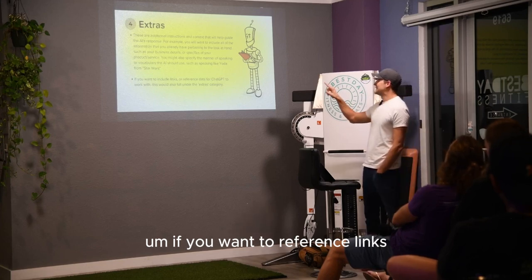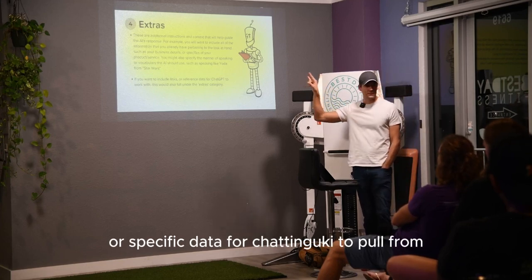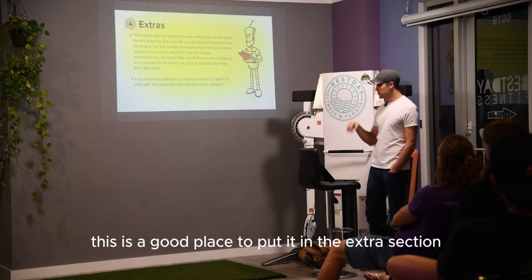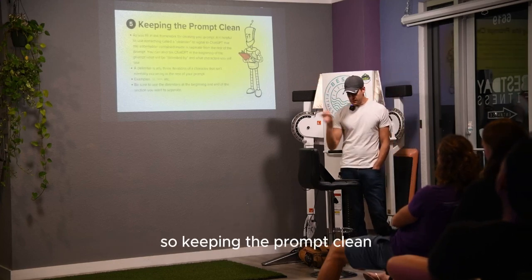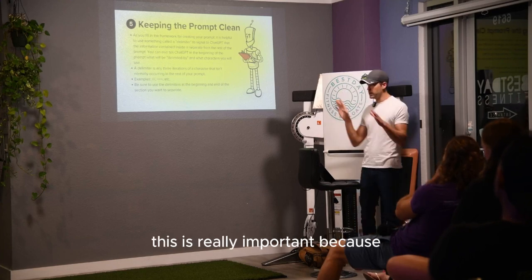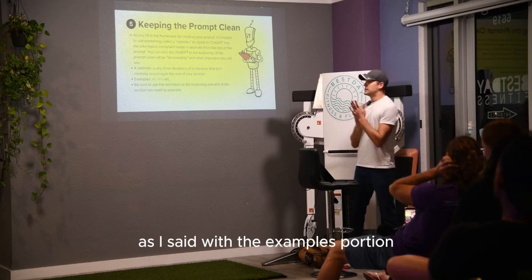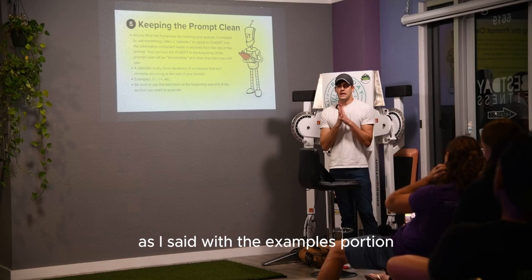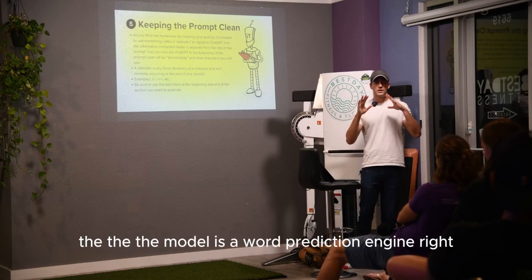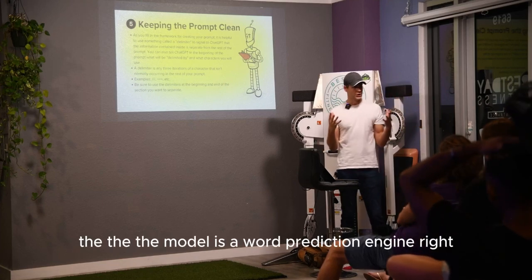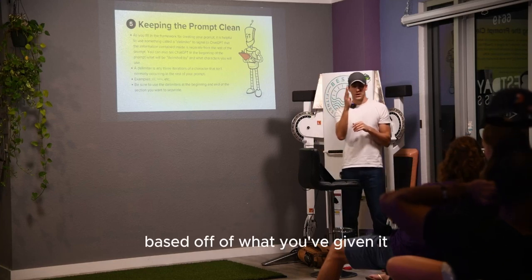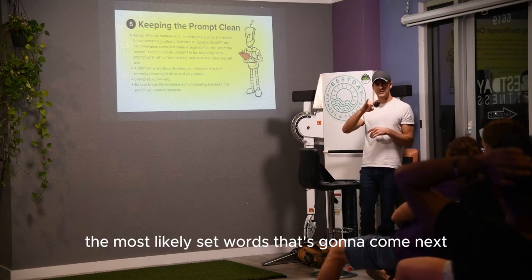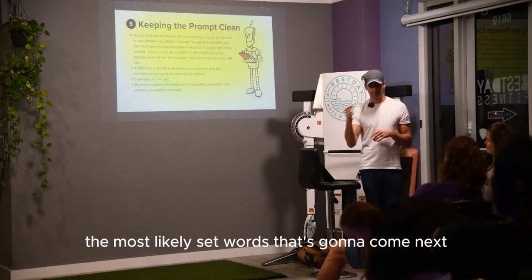If you want to reference links or specific data for ChatGPT to pull from, this is a good place to put it in the extra section. So keeping the prompt clean is really important because, as I said with the examples portion, the model is a word prediction engine, right? And so it is trying to predict, based off of what you've given it, the most likely set of words that's going to come next.